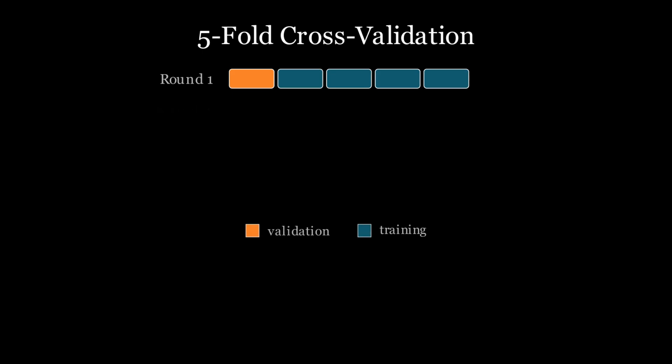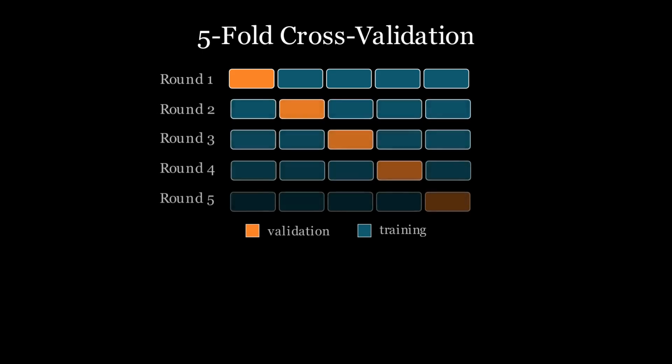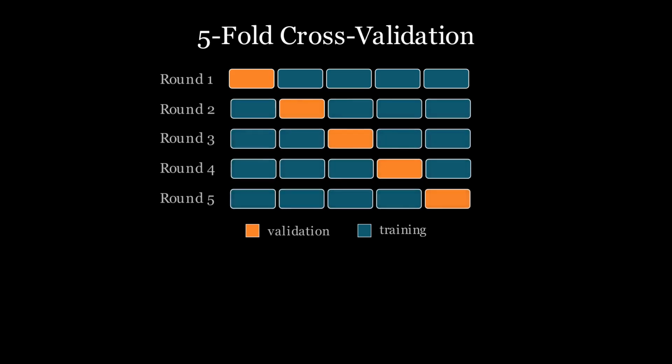Here's the fix. Instead of one split, cut the data into k equal parts, call them folds. With 5 folds, you train on 4 and validate on the one you held out. Then you rotate. Each fold takes its turn as the validation set, exactly once. That gives you 5 scores instead of 1. Every single data point gets used for training and for validation, just never at the same time. Average the 5 scores, and you get a far more stable estimate of how the model does on data it hasn't seen.